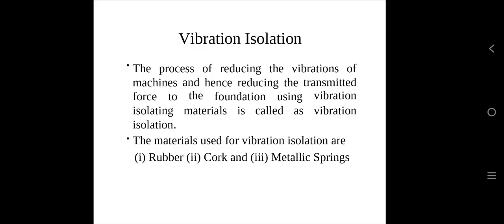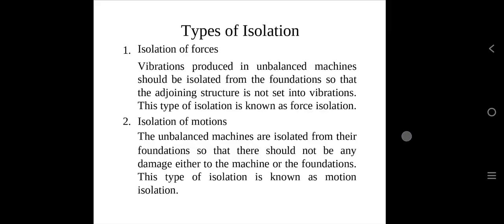The materials used for vibration isolation are rubber, cork and metallic springs. So next one, the types of isolation. Isolation of forces: vibration produced by an unbalanced machine should be isolated from the foundation so that the adjoining structure is not set into vibration. This type of isolation is known as force isolation.